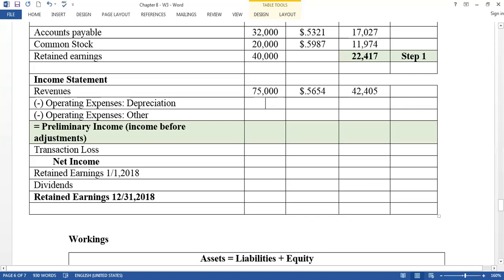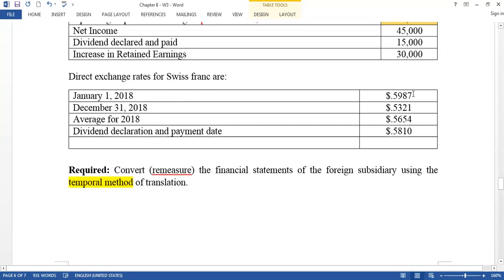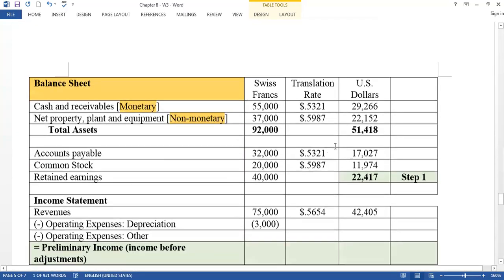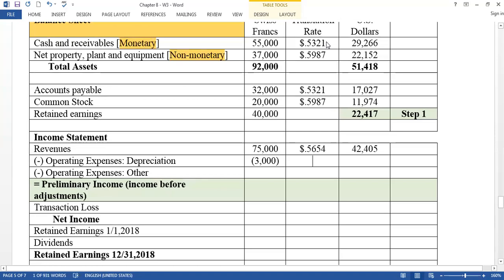Now 3,000, I can put first bracket also here, no problem. And we are going to use the historical rate. So we use depreciation historical rates. This is 1796. Then we have other expenses, it is 27, because total is 30. Total is 30,000, 3,000 is the depreciation and 27,000 other.